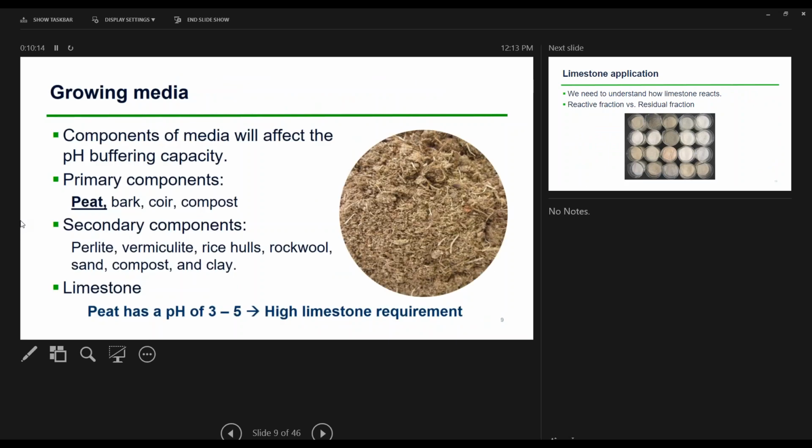So now when we think about the growing media and the components that will affect how pH reacts, we have to understand those primary components. What we use mostly in our industry is peat. So greenhouses mostly use peat-based substrates, and that peat is very acidic. So the pH of peat, once it has been processed and it's ready for growers to use, has a very low pH, right? So the growing media companies usually apply limestone to make sure that there's enough limestone to react with the acidity that's inherent to that peat, okay?